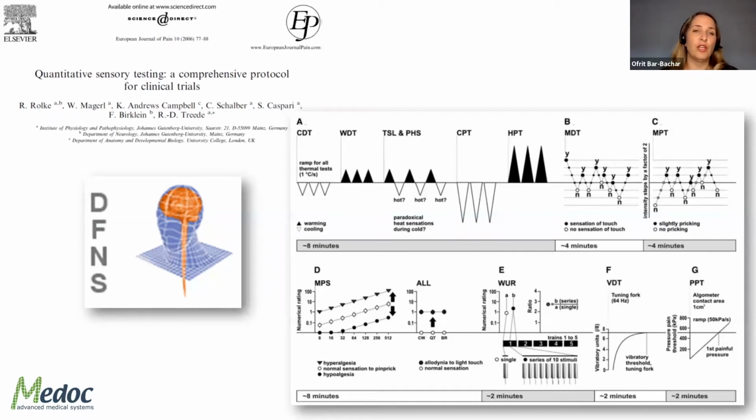You can see in section A of their protocol that they use cold detection, warm detection, TSL, thermal sensory limen, and paradoxical heat sensation, which is an up and down temperature raise and drop. And they do cold pain threshold and heat pain threshold. After that, they have another few tests that are not done using thermal stimuli.